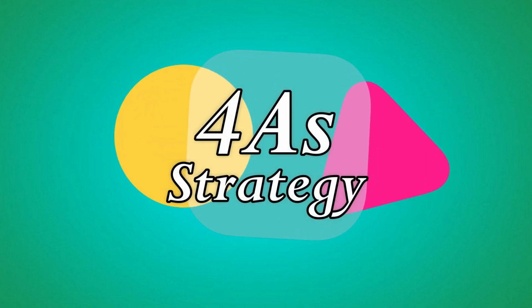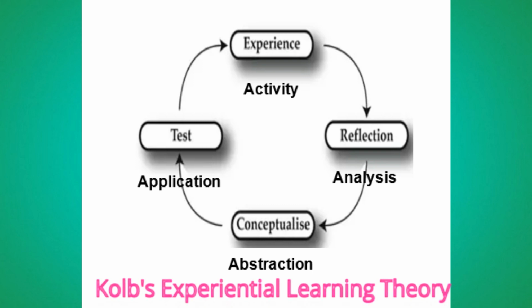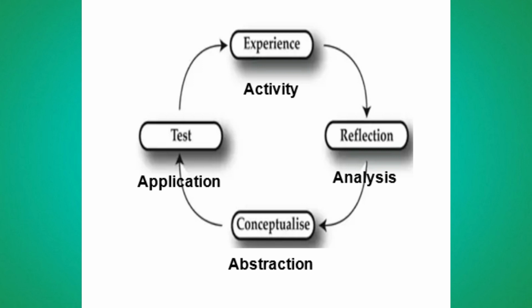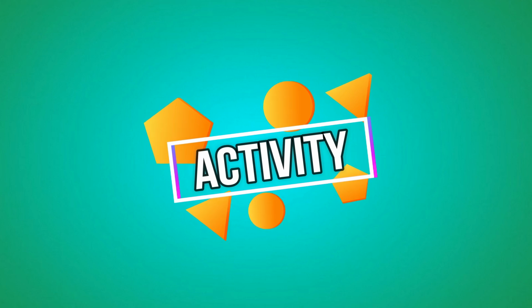Going back to the teacher's guide, you can see the details of the parts of the module. The SLM used the 4A strategy based on Kolb's experiential learning theory, which aims to approach the child holistically. Activity. This is the experience part of the learning cycle.